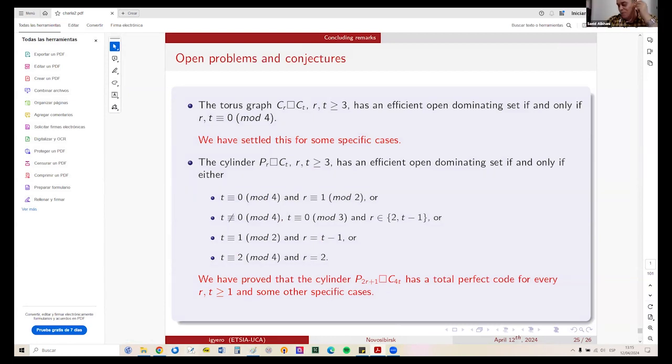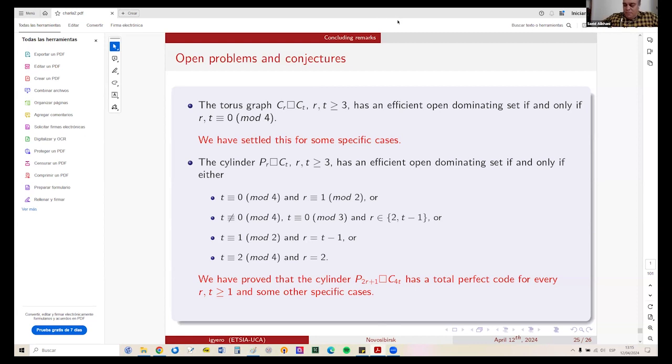Okay, thank you so much, Ismail, for your nice presentation. Very nice result. Is there any question, remark, or comment? If yes, please raise your hand.